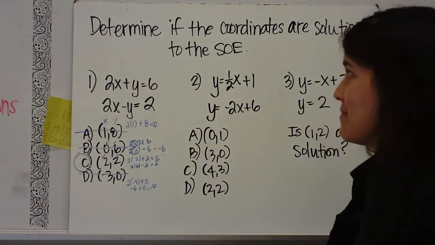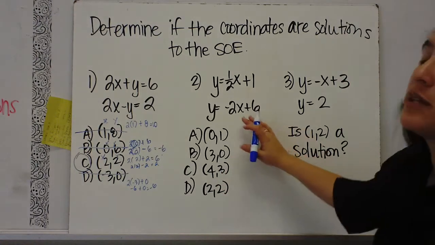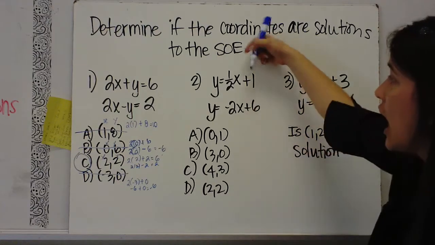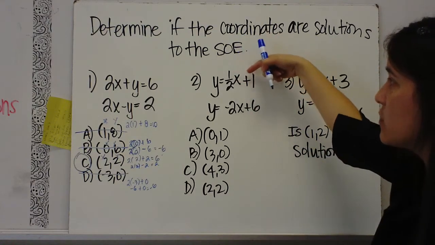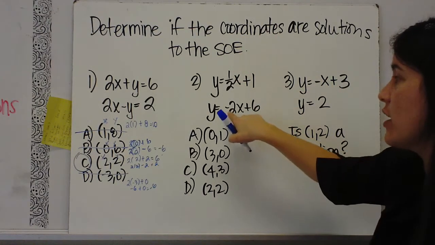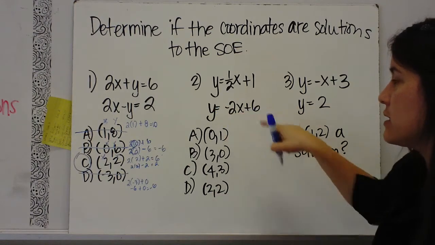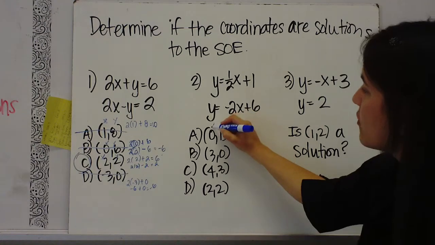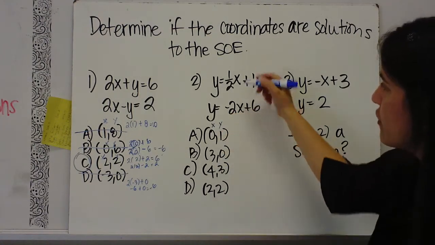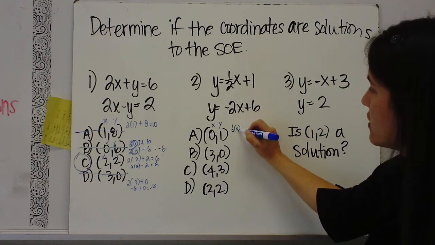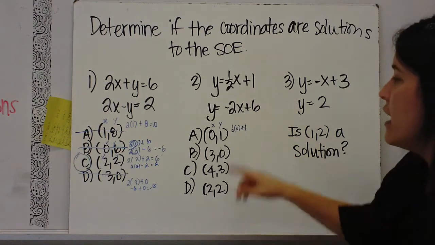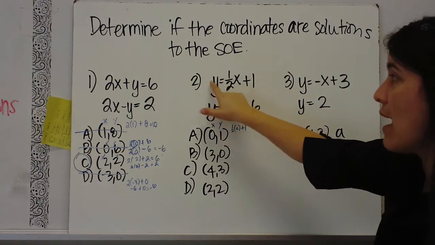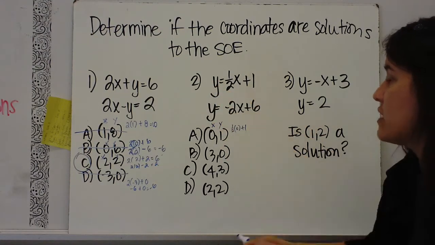Let's do it again. Hopefully I didn't mess up. Determine if these coordinates are solutions, so we have to plug them in. Our first equation is y equals 1/2 x plus 1. Our second equation is y equals negative 2x plus 6. So we are going to plug them in, and remember our (x, y). So for the top one, 1/2 times 0 plus 1. Notice it's this plus 1, not that. That is y. So we have to see if this equals y.